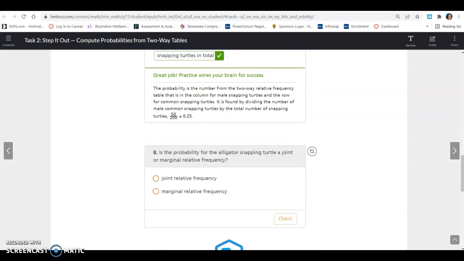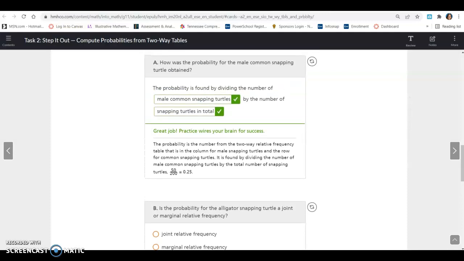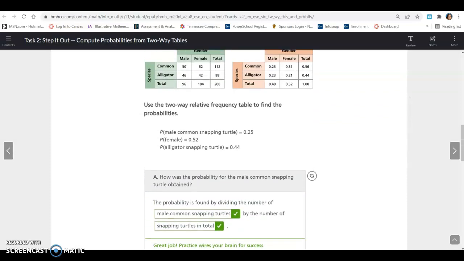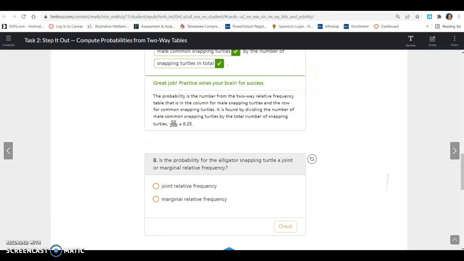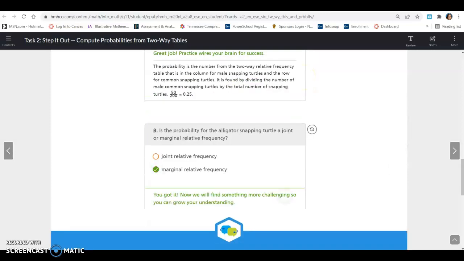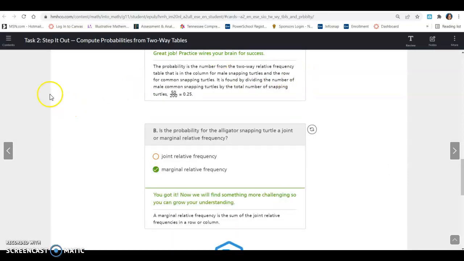Is the probability for the alligator snapping turtle a joint or marginal relative frequency? The alligator snapping turtles are in the whole row category, so that's going to be a marginal answer. That's all for task 2. If you have any questions, let me know.